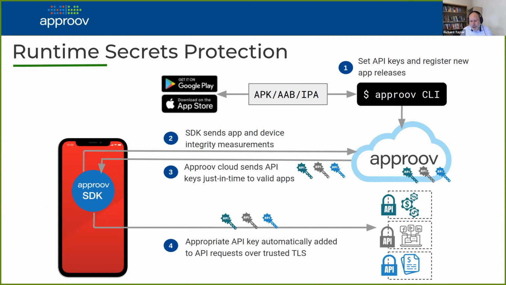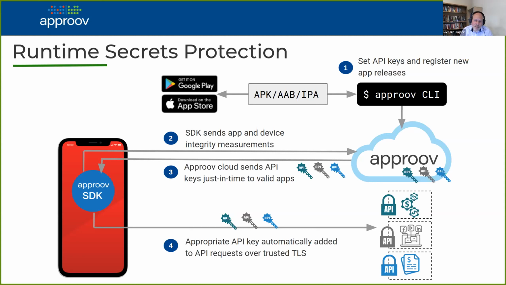So you go through the same process of including an Approve SDK, you register the app, but the additional thing you also do is that if you have secrets or API keys inside your app, then you can register them with Approve, and they essentially then get stored securely inside the Approve cloud. So they are no longer inside the mobile app at all. They're taken out of the source code, they're taken out of the compiled code. They don't exist at all in the mobile app at the point it first starts.